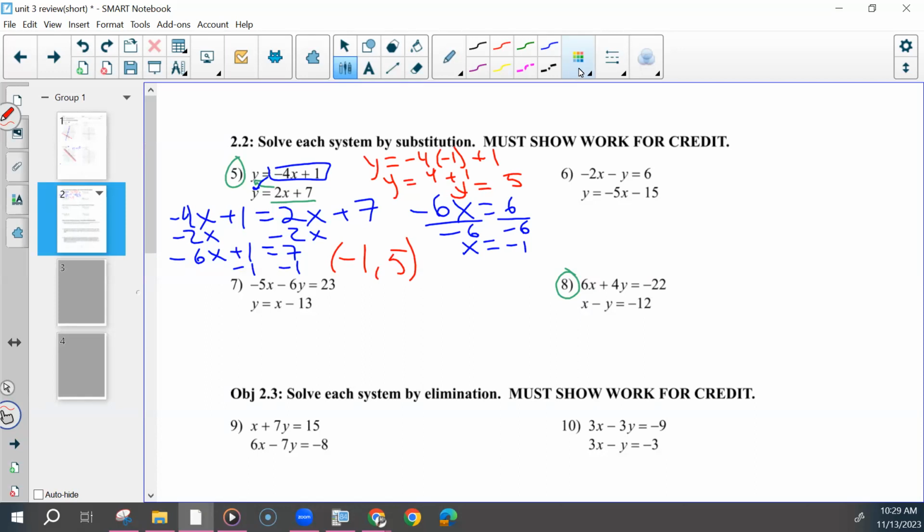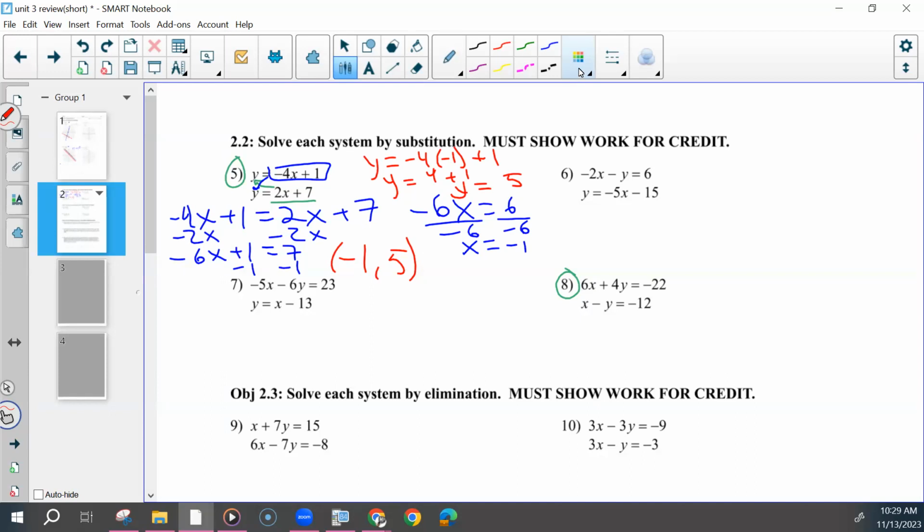So if they're solved for the same variable, set them equal to each other. Questions on that one before we do? Now, in 8, there aren't any variables solved for by itself, so we can look and find one that will be easy to solve. Either of these, because it has a coefficient of 1 or -1, would work.